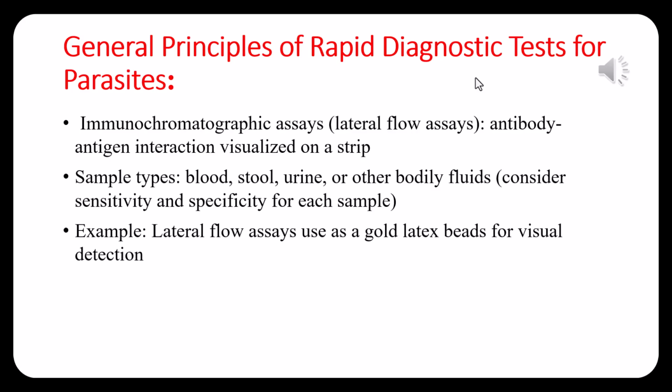Generally, the principle of this test is the binding of antibody with antigen and visualization on the strip. We have the strip, and we see a line appearing on the strip through the binding of antigen with antibody. What sample types are we using? Mostly we use blood, stool, urine, and other body fluids. Any body fluid can be used for the rapid test by adding a small drop of the sample to a small portion of the strip, and if there is an antibody or antigen, they will bind to each other, and we can visualize this line on the strip.